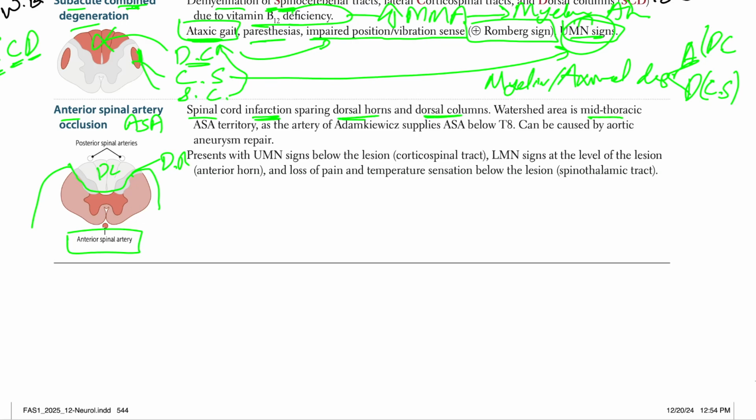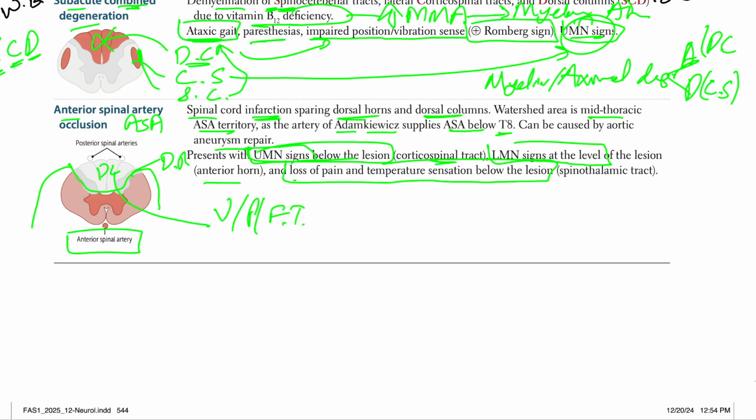Watershed areas in the mid-thoracic ASA territory, as the artery of Adamkiewicz supplies the ASA below T8. Can be caused by aortic aneurysm repair. Presents with upper motor neuron signs below the lesion, that's important, which is the corticospinal tract, and lower motor neuron sign at the level of lesion, which is the anterior horn, and loss of pain and temperature sensation below the lesion, and that is due to spinothalamic tract.